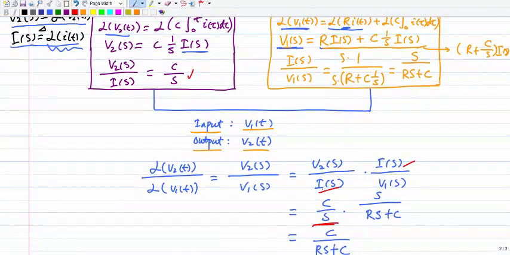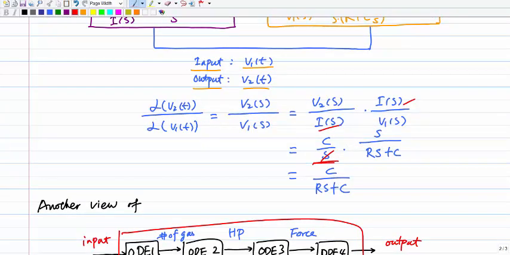So this is the transfer function between I_T to V2_T. This is the transfer function between V1_T to I_T. We already figured it out previously. So it's (C over S) divided by (S times S divided by S plus C). Apparently this S will cancel out, so it will be C divided by S plus C. So this will be the transfer function.